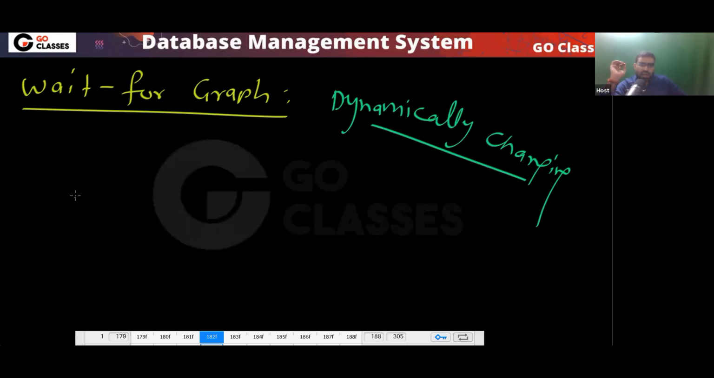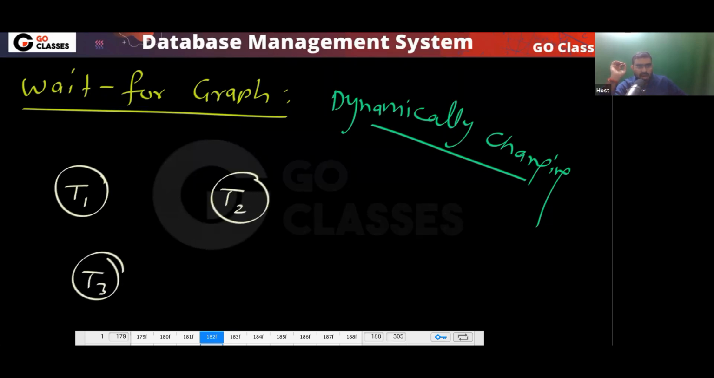Remember this wait for graph. Let's assume initially T1, T2, T3 are there. After some time, T1 waits for T2. After 1 hour, T2 waits for T3. After 1 hour, T1 does not wait for T2.